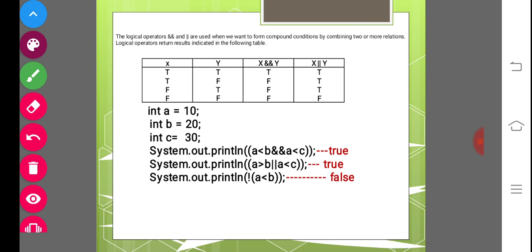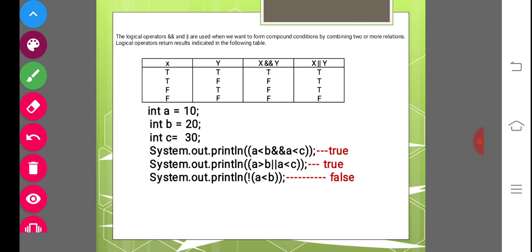The third is x is F, y is T. Again, by using the AND operator we get F, but in case of the OR operator we get T. And the last, x is F, y is F. So both the conditions are false. Now in this case, for the AND operator the answer is F, and for the OR operator, again the answer is F.